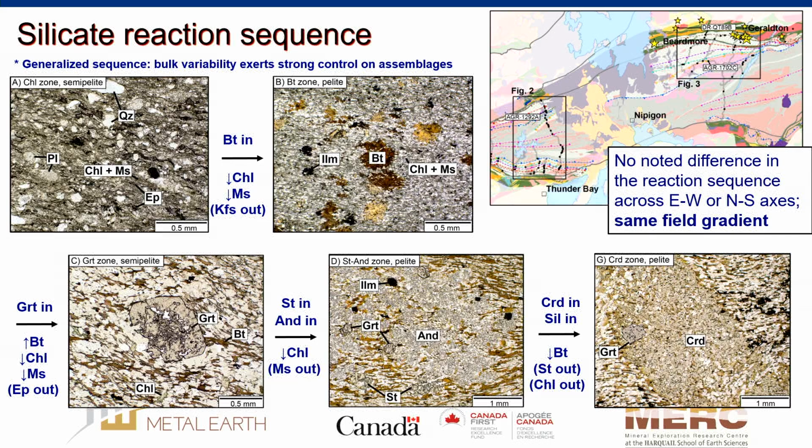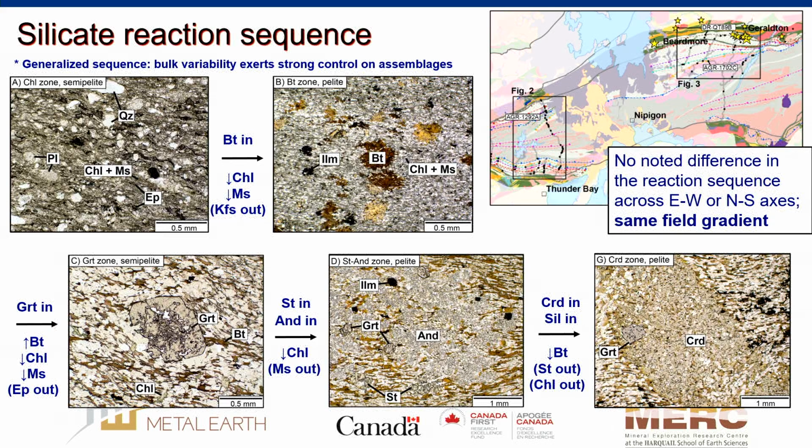So let's put that in a reaction sequence. I won't spend too much time on this, but this describes what we're expecting the reactions to do. If you take a rock from the chlorite zone, you get biotite in, you consume a bit of chlorite, you consume quite a bit of muscovite, and then K-feldspar goes out. So you have some K-feldspar clasts initially. And so that actually results in a big change in the volume of the rock, or the overall mineralogy of the rock. Then you get garnet in. Garnet, you only get 1%, 2%, 3% garnet.